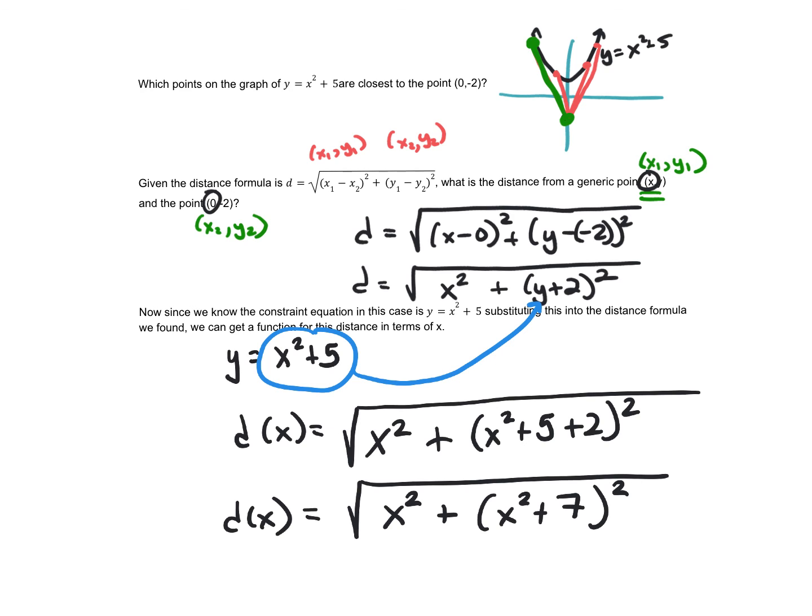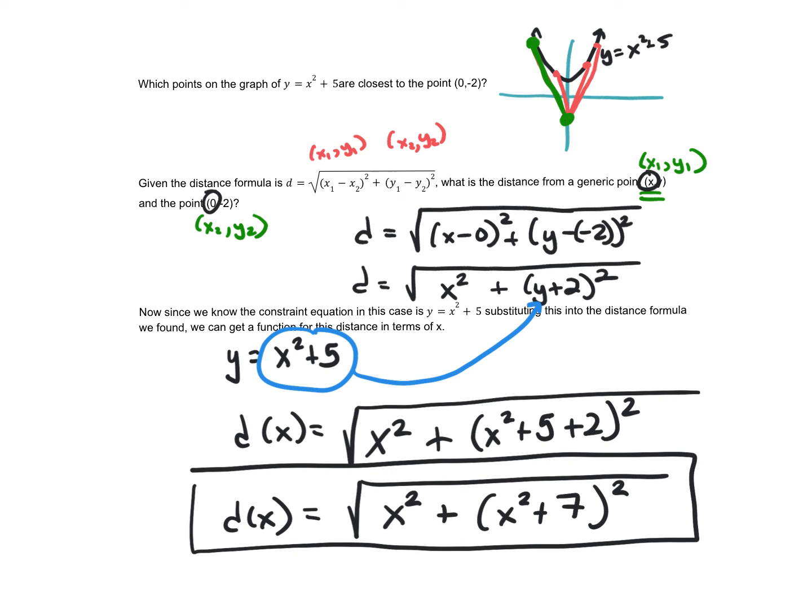Now for now, I'm not going to worry about this. I'm not going to simplify it. This is fine. But these are going to be the distance from (0, negative 2) to any point with a given x value on that parabola.